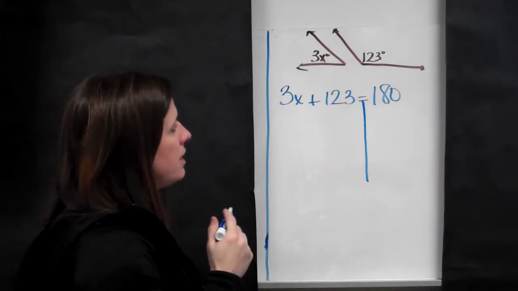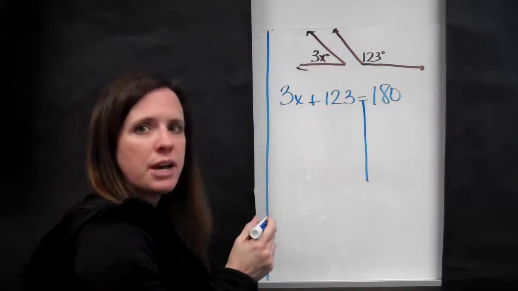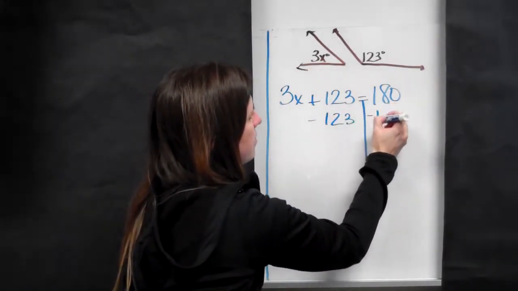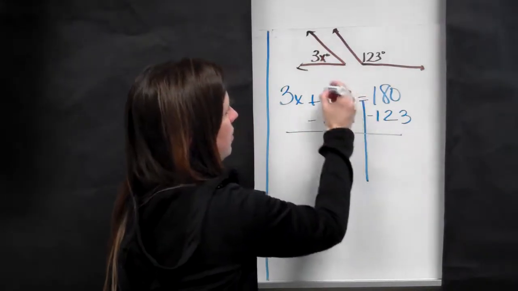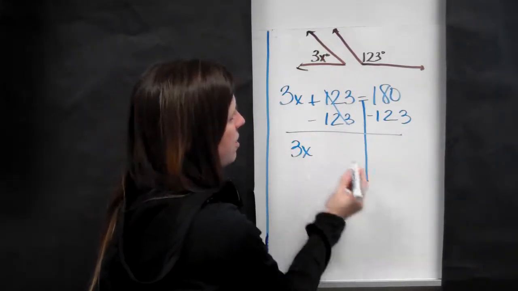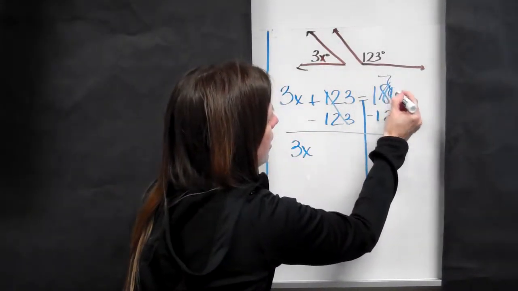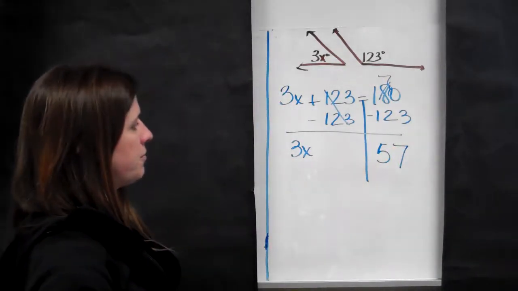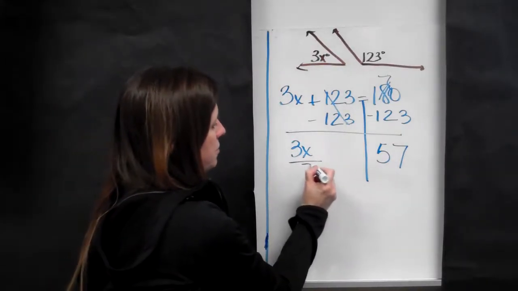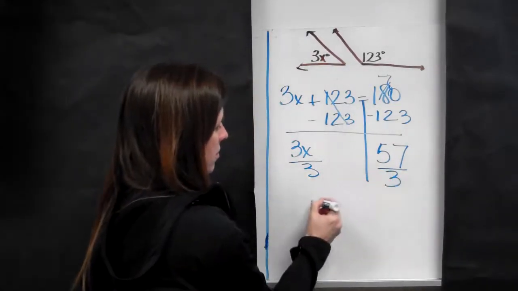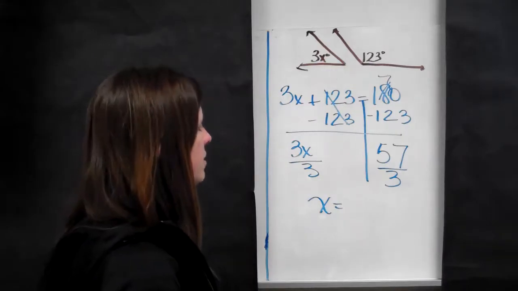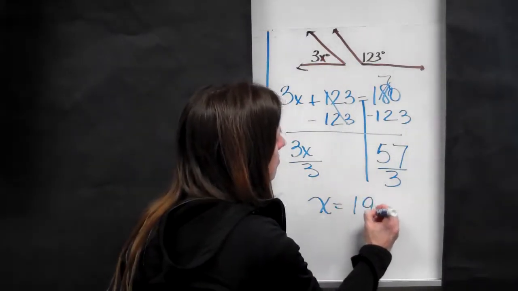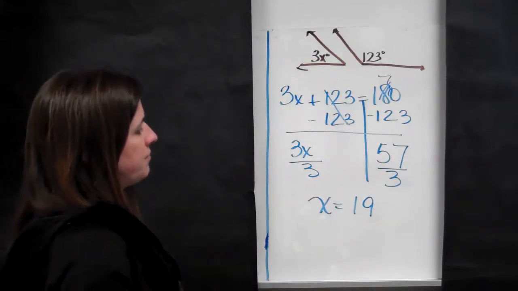First step to isolate the variable is to move the constant. So we have 123. We're going to subtract that from both sides. That leaves us with 3x over here. And here we have 57. To solve for x, we're going to divide both sides by 3. And 57 divided by 3 is 19. So x equals 19.